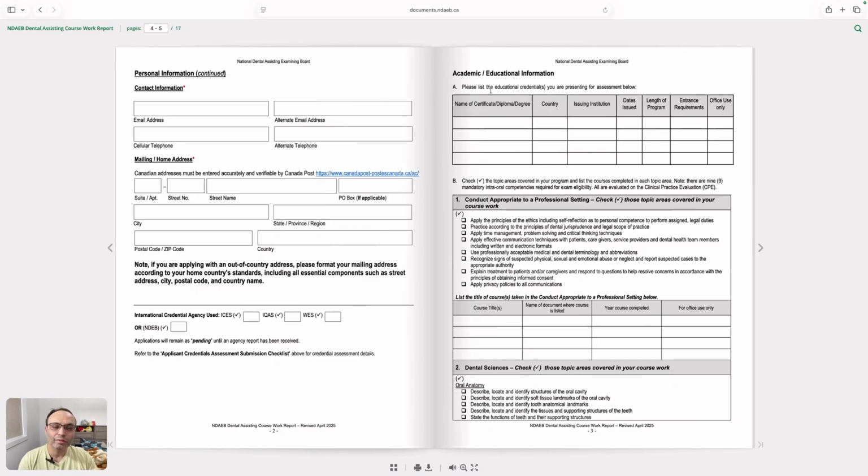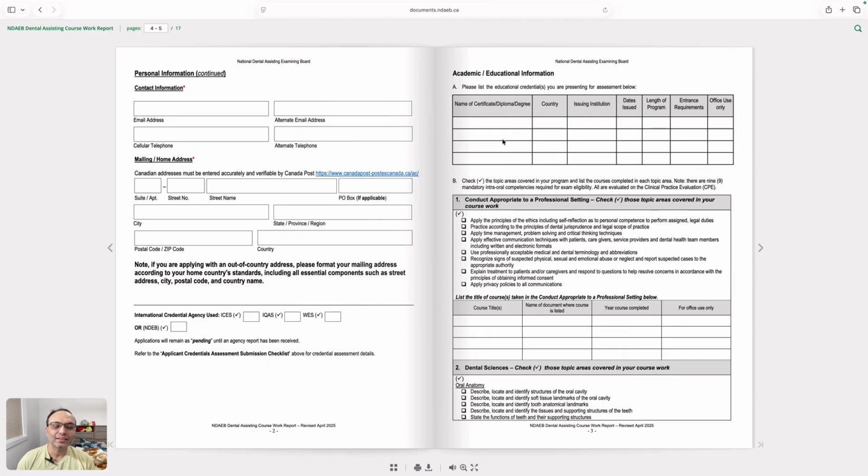Now, here on the right hand side, it says please list the educational credentials you are presenting for assessment, and it allows you to write the name of your degree. In my case, it was Bachelor of Dental Surgery. Find out the exact name of your degree or diploma and write it down. The rest of the details are straightforward, as you can see here.